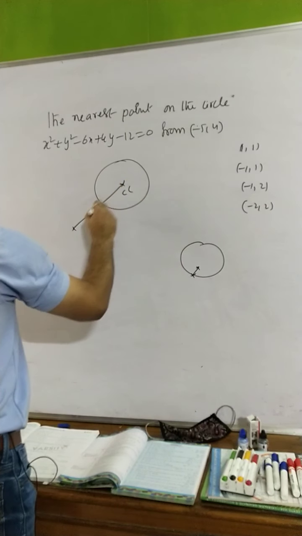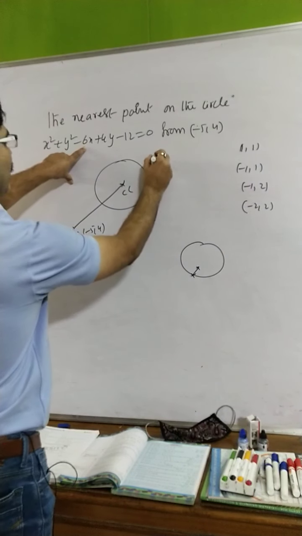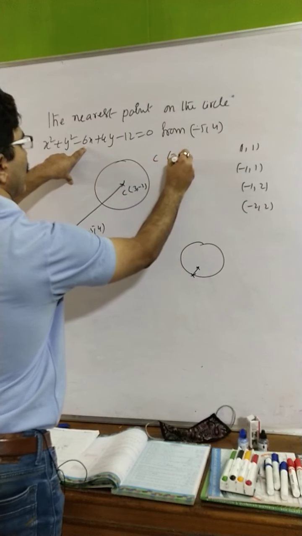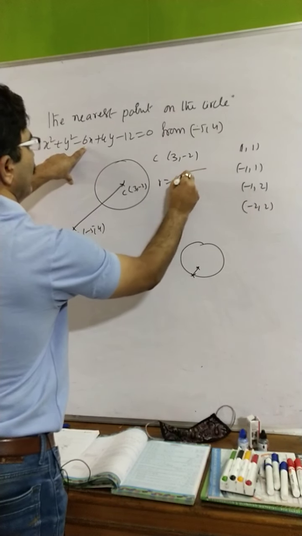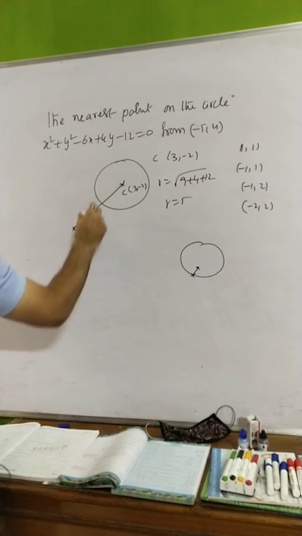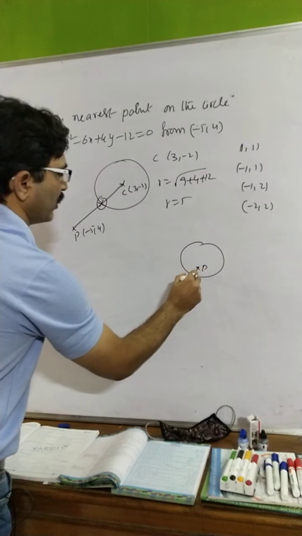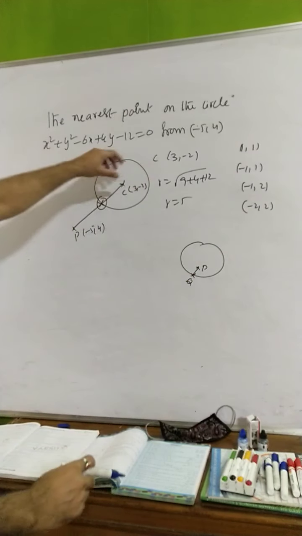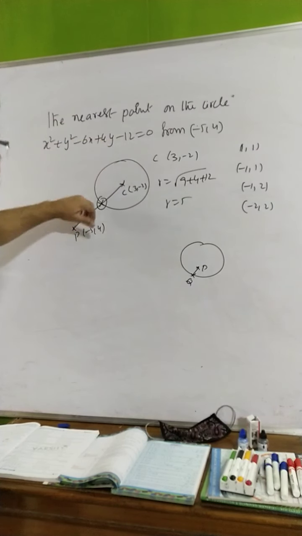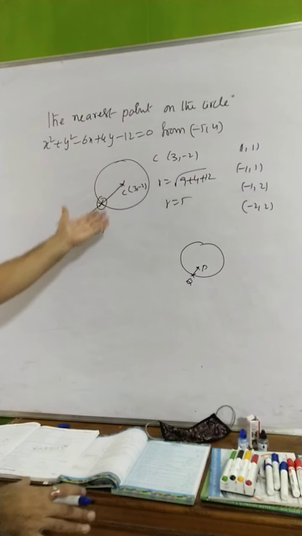Center is here. P is (-5, 4) or so. Center of the circle is (3, -2). Radius is the square root of 9 plus 4 plus 12. R is equal to 5 we have. This is the point you are supposed to find, the nearest point of P. Here I don't want to waste my time to identify P's location. Either it may be this or it may be this one. But in both cases, you are getting the same one.